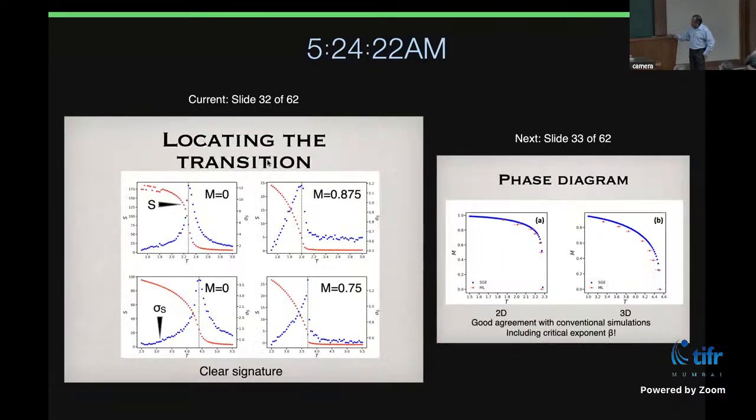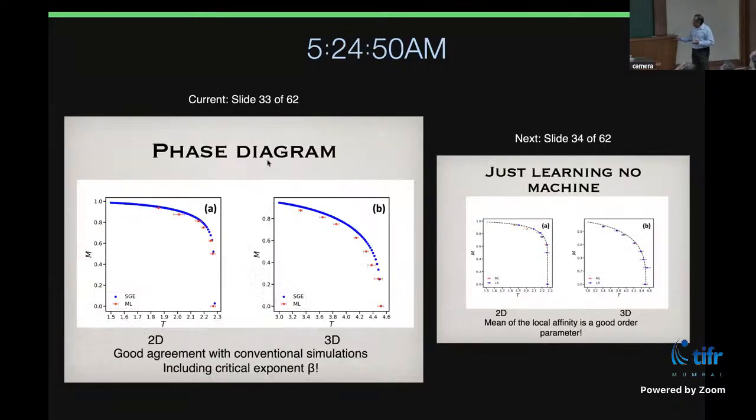And then if you look at this order parameter and the variance in the order parameter, you can see that in all cases you have a clear signature of something happening in your system at a particular temperature. And this works whether your magnetization is 0, which was a critical point, and I already showed that it works for that. But this is when your magnetization is not 0, and nobody had actually looked at that before we did. So what this gives you is the full phase diagram.